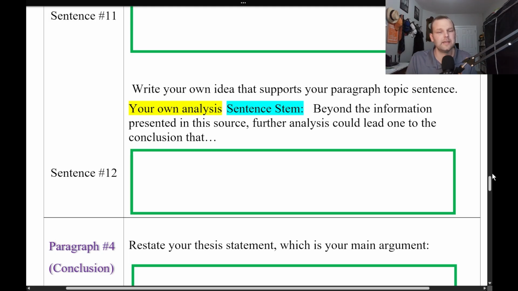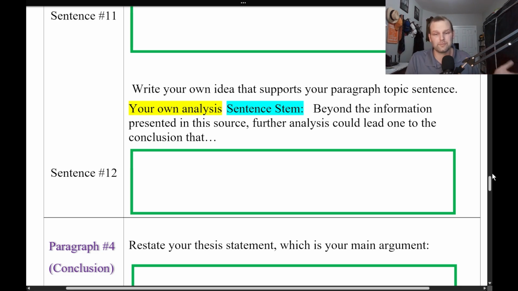And keep in mind that when you're writing these body paragraphs, after you write your topic sentence, it's good to go back and forth between paraphrasing, quoting, writing your own analysis and your own ideas, paraphrasing, quoting, analyzing with your own ideas, your own analysis.